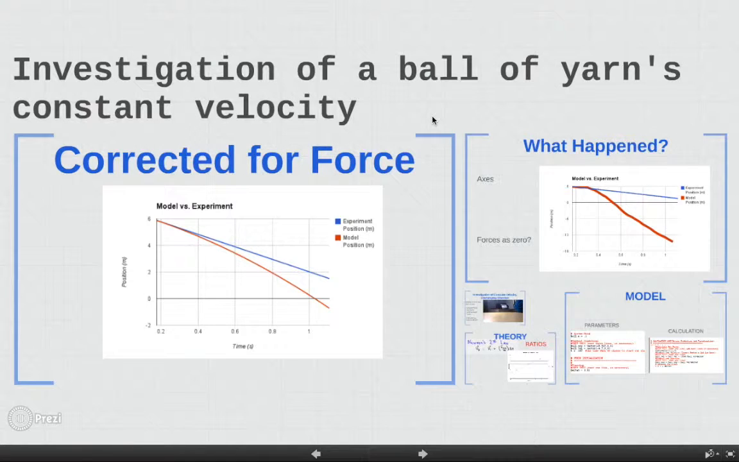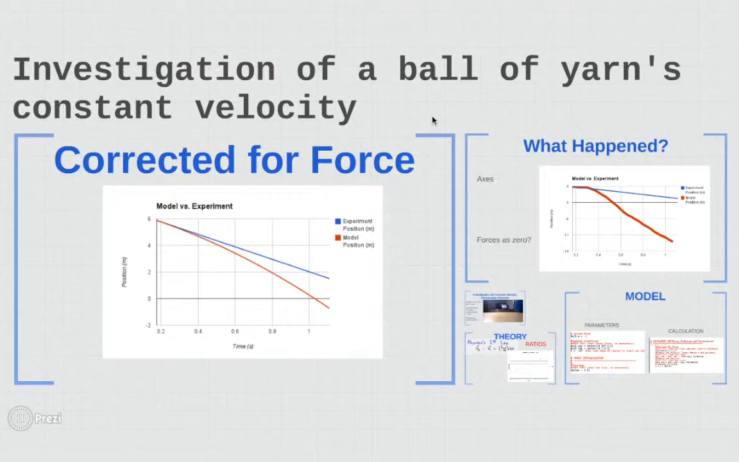So in this lab, I wanted to investigate the motion of a ball of yarn that moved at the same speed without changing direction. By knowing a few things about my system, such as the velocity, the time, and the mass, I'm able to predict a few things about my system.